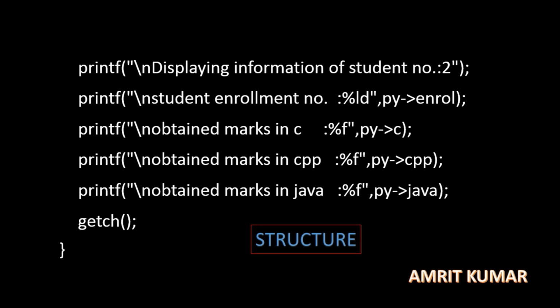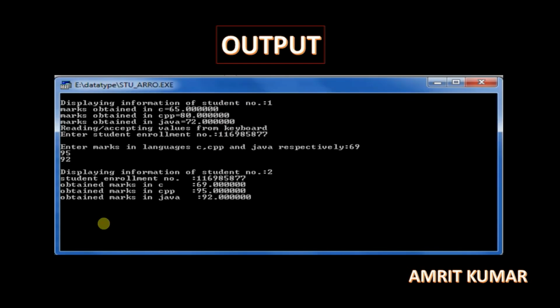So let's look at the output of this. Here it is displaying the information of student number 1. If the logic is correct, then everything is going to be correct.